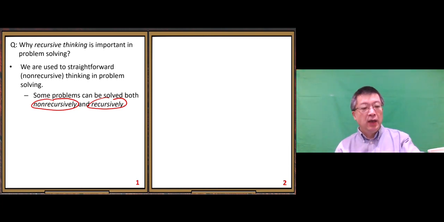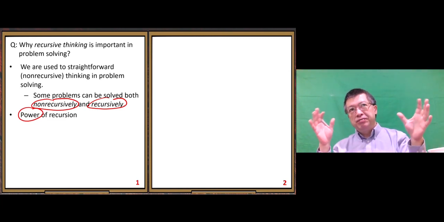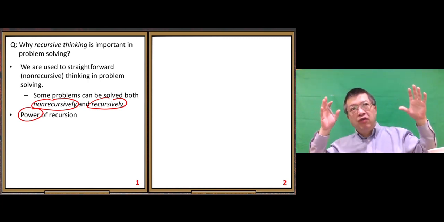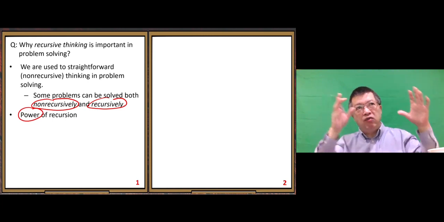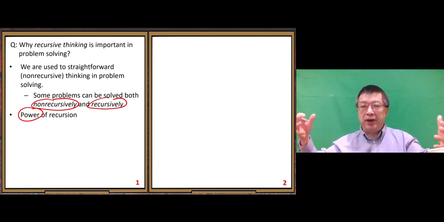All right. So the main reason we use the recursive method is its power. It is very powerful. So what do we mean? Its power, in what sense? When you are given a very complicated problem, if you want to use the straightforward, non-recursive way to solve it directly, it is extremely complicated.